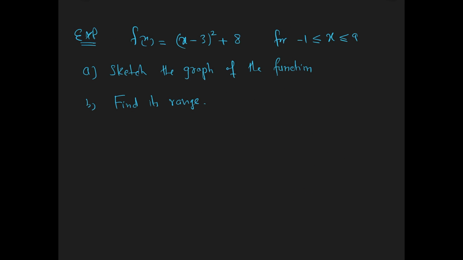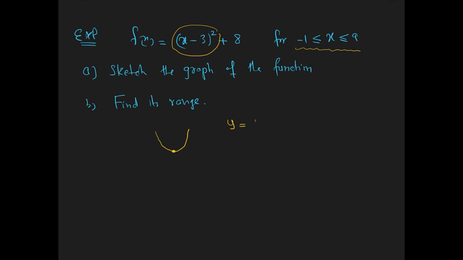In this example, the function f(x) is equal to (x minus 3) whole squared plus 8, and it is defined for values of x between minus 1 and 9. So this is our domain. We need to sketch the graph of the function, and we have to work out its range. In order to sketch the graph, we need the vertex and the orientation of the curve. Clearly, (x minus 3) squared is always positive, so the orientation of the curve will be like that, and it will have a minimum point at its vertex.